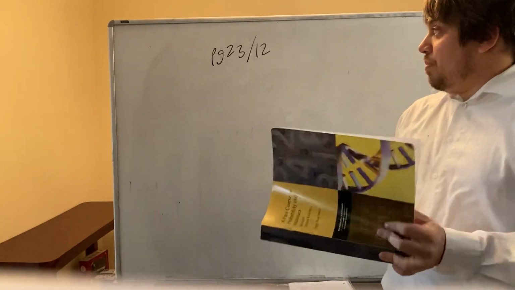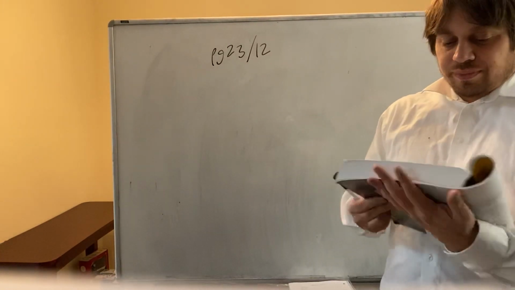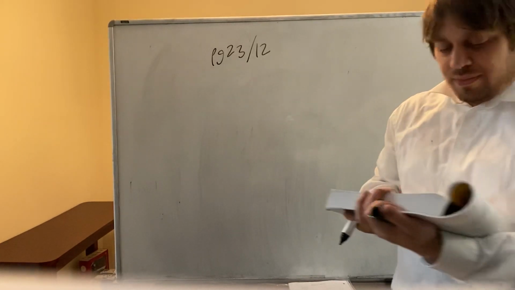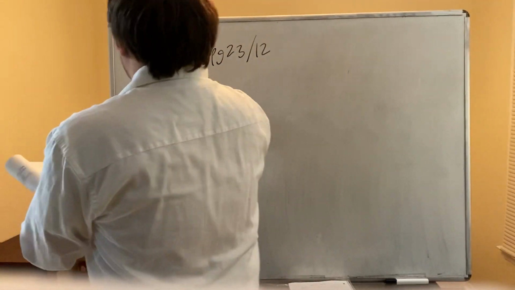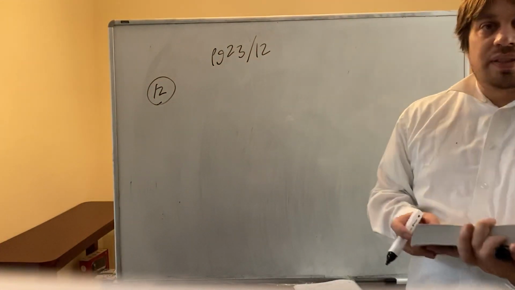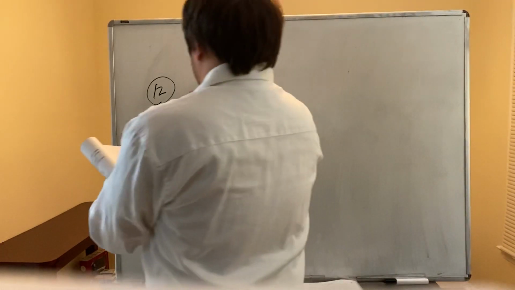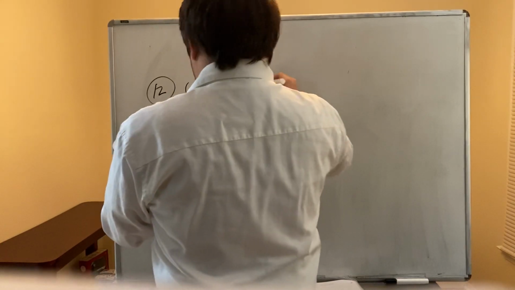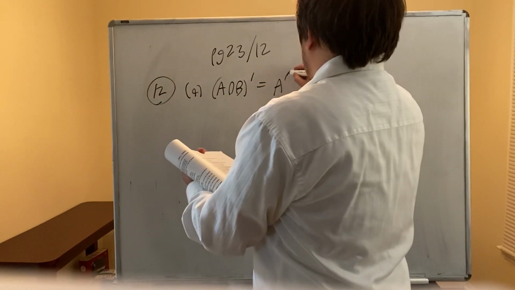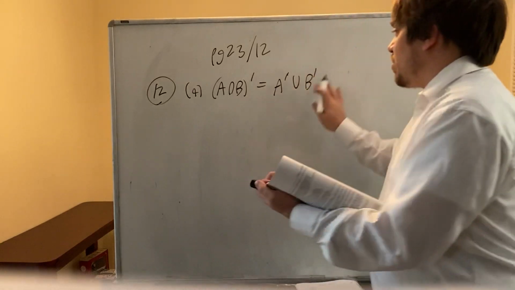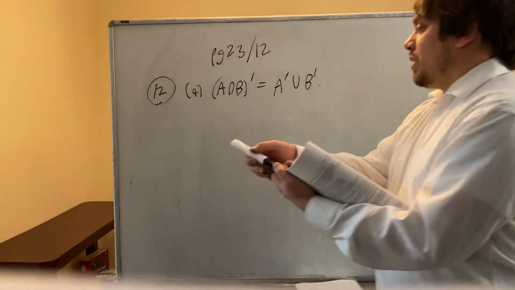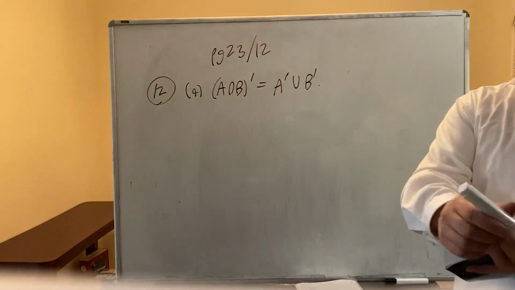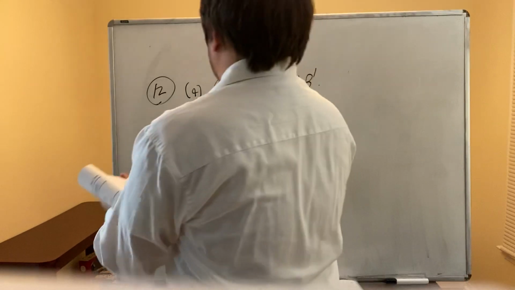Okay, so on page 23, number 12, it says use Venn diagrams to verify the following statements. So statement A is (A intersection B) prime is equal to A prime union B prime. And so this is one of De Morgan's laws. Okay? And so we're just going to draw a Venn diagram of each set. And if the Venn diagrams are the same, that verifies that the sets are the same.